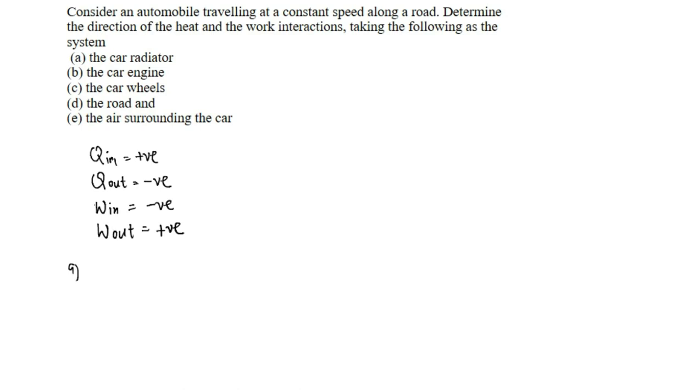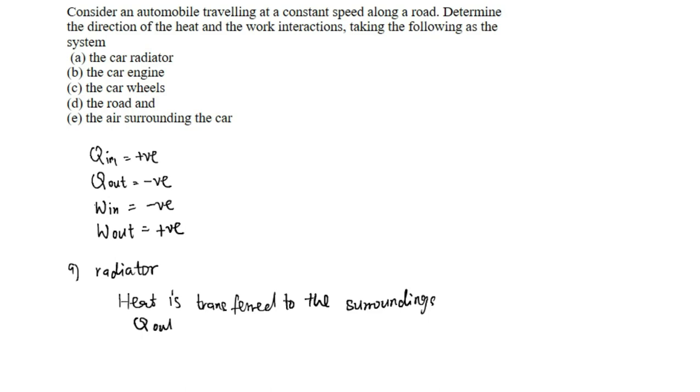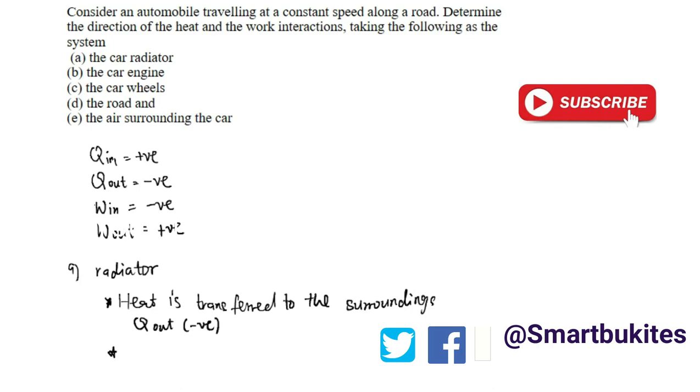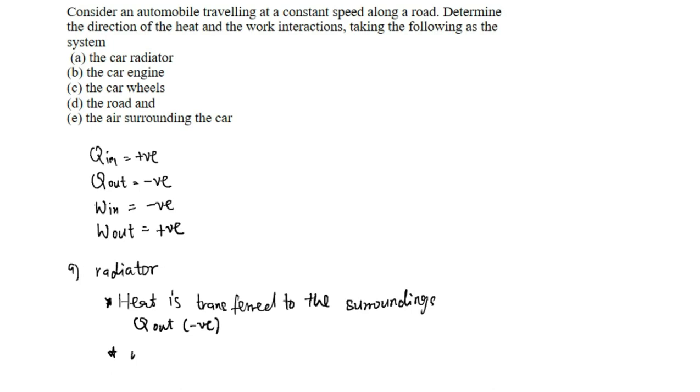Now for the first case, we take the car radiator and analyze it as a system. A car radiator, we know, only gives heat to the surrounding. So heat is transferred to the surrounding air, or we can say Q out, which is negative. Now this is heat. For work, we know for a radiator there is no work, so work is zero.